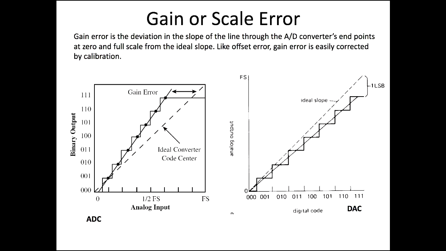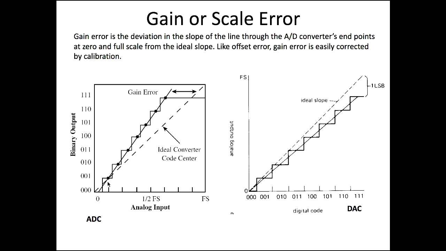Then gain or scale error. Again, because you have so many components, there will be gain error. Gain error is a deviation of the slope of the line through the endpoints of the ADC, the A to D converter, or DAC, at 0 and full scale from the ideal slope. Like offset error, gain error is easily corrected by calibration.